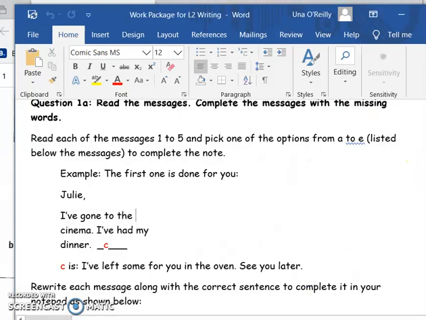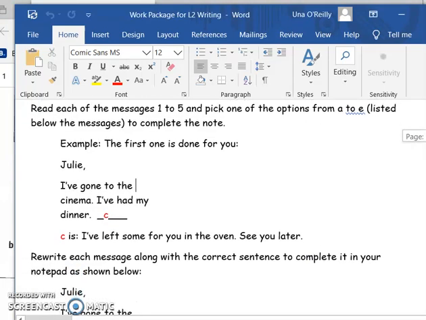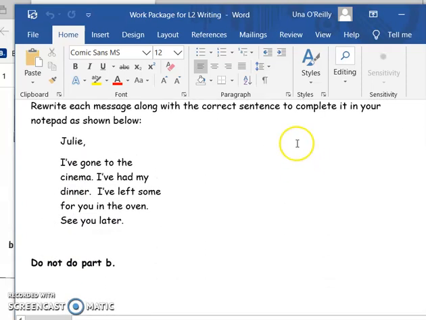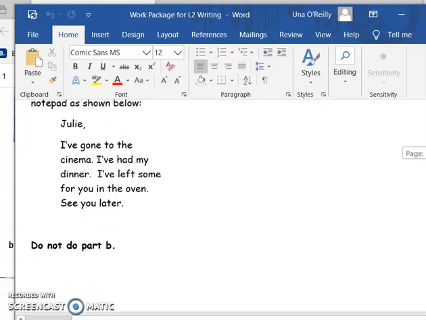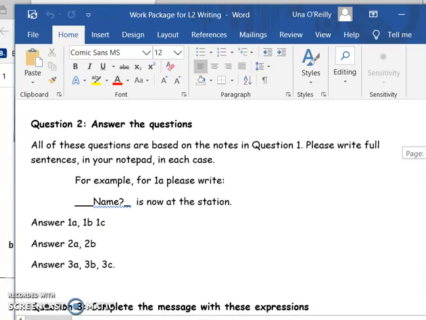Okay, and I did say in the document here, rewrite each message along with the correct sentence to complete it in your notepad as shown, okay? And that is just for practice with writing. Okay, do not do part B. That's a listening one.